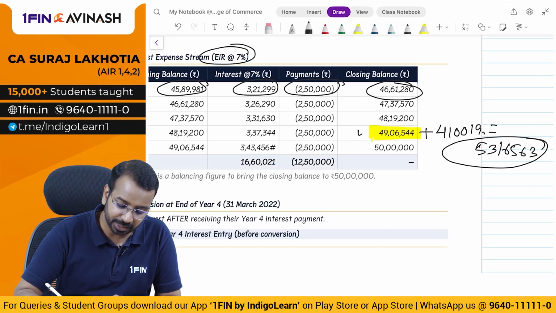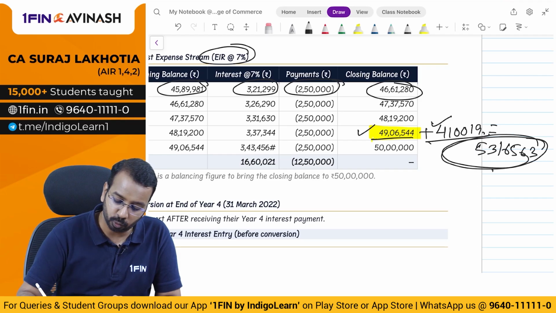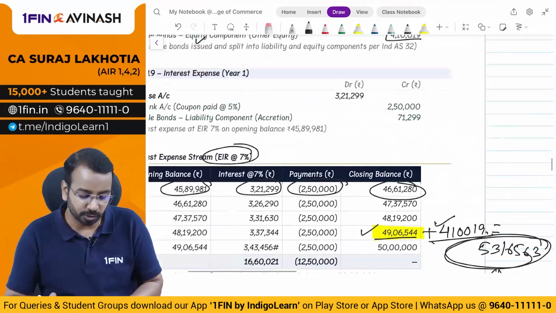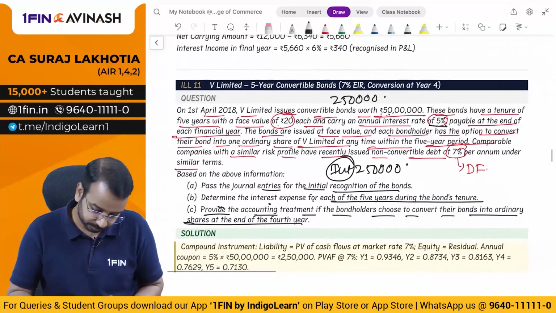So, basically you will debit the debenture account by this, you will debit the equity account by this, transfer that to share capital and securities premium. Sir, how much will go to share capital? Let us see.